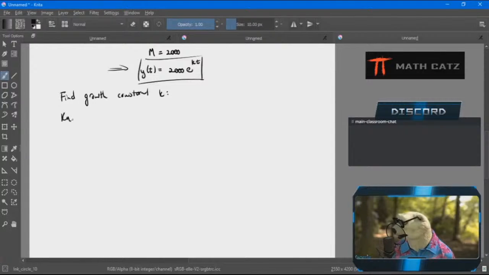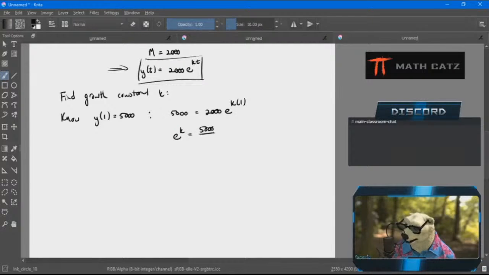So what do we know? That y at 1 hour is 5,000. I can use that, plug it into my function to get a value for k. So e to the k is 5,000 over 2,000, or 2.5 if you want to simplify it now. So k is natural log of 2.5. Let's calculate that.